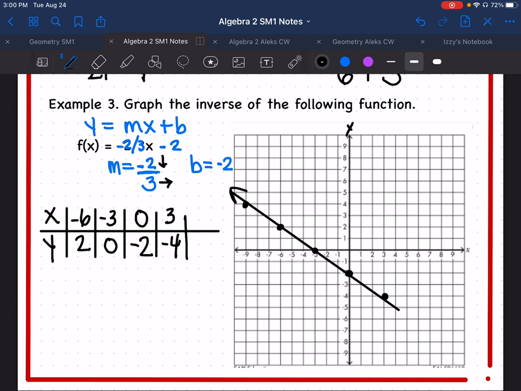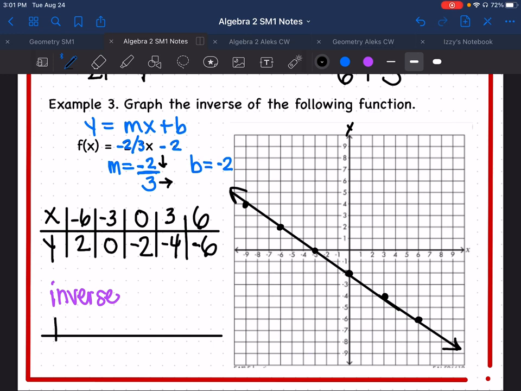Negative, or it should be 6, -6. There we go. Let me see if I can make the line go. There we go. That's better. 6, -6. There we go. So now to simply do my inverse, remember all I have to do is switch my x with my y.